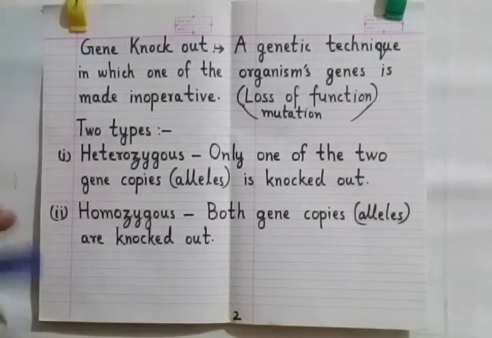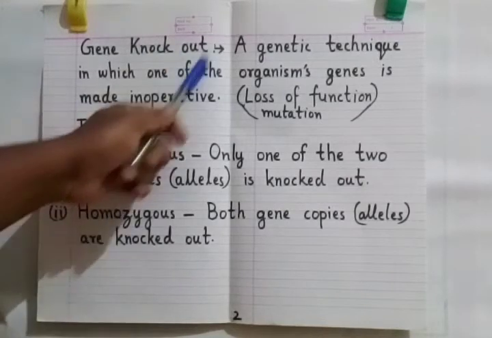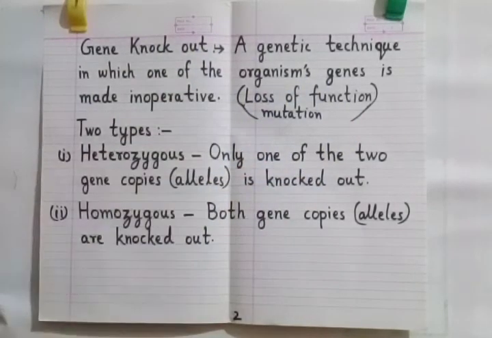That is why we also call gene knockout a loss of function mutation. We are doing some mutation which results in loss of function of a particular protein which was earlier there, but after this knockout, the protein will not be there. So there is a loss of function. Gene knockout is also referred to as loss of function mutation. Keep it in mind.